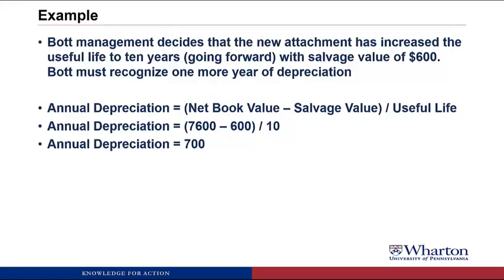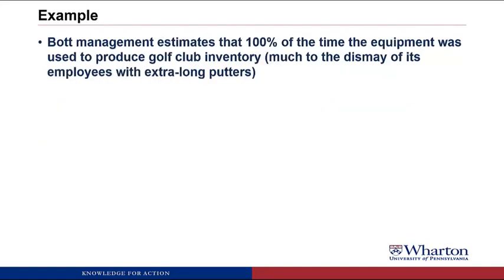Now that we've figured out the annual depreciation, let's go ahead and do the journal entry. Bots Management estimates that 100% of the time the equipment was used to produce golf club inventory. Of course, this made the sales force and top management a little upset because they weren't using the machines at all to make their personal putter grips. But what it means for the journal entry is that all of the depreciation is going to go into an inventory account. So let me put up the pause sign and have you take a crack at this journal entry.